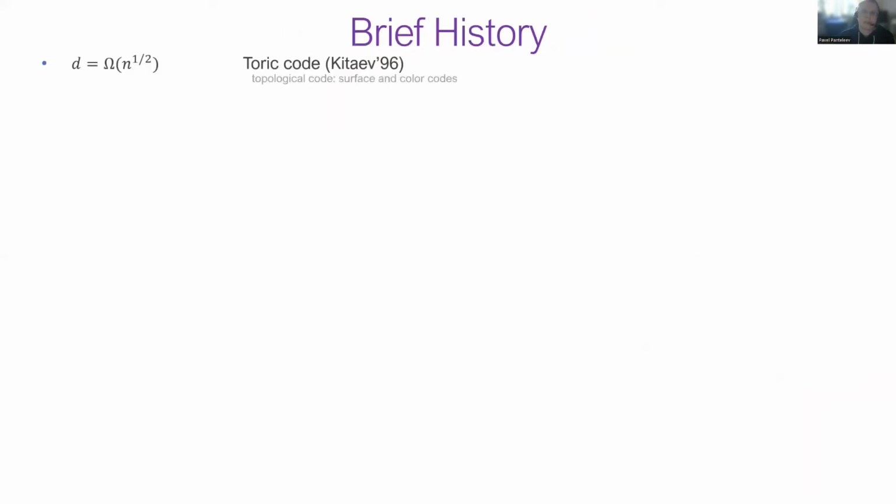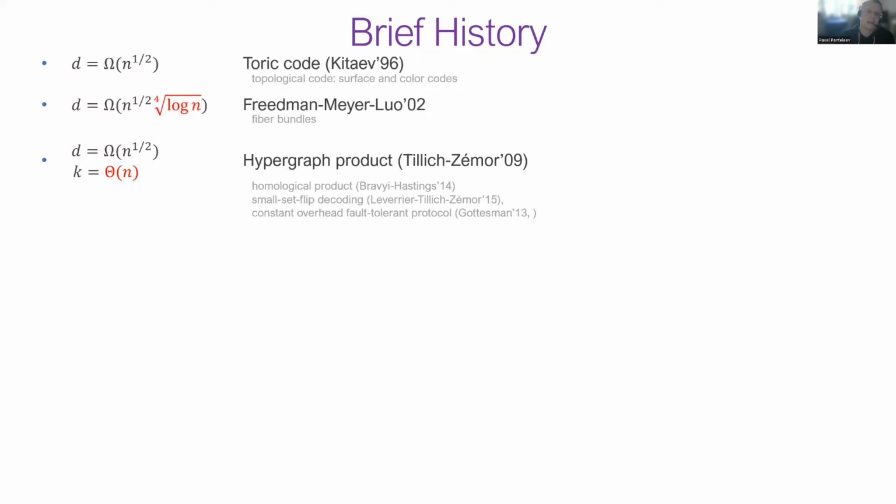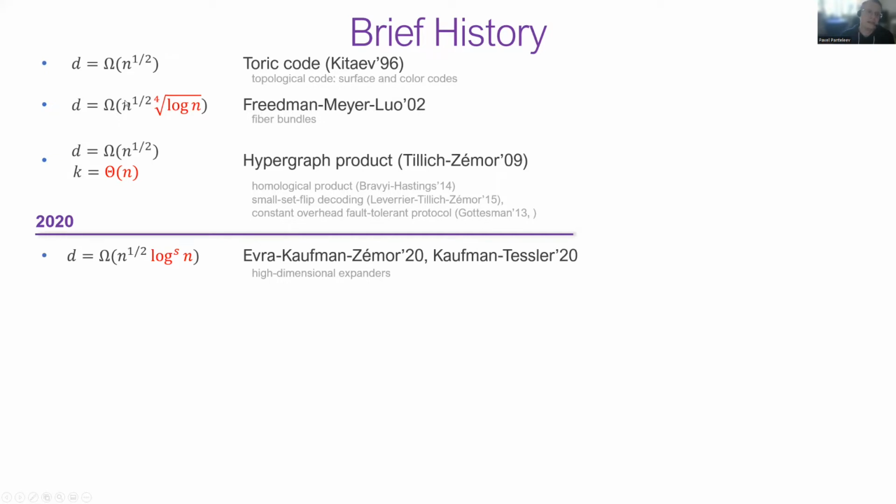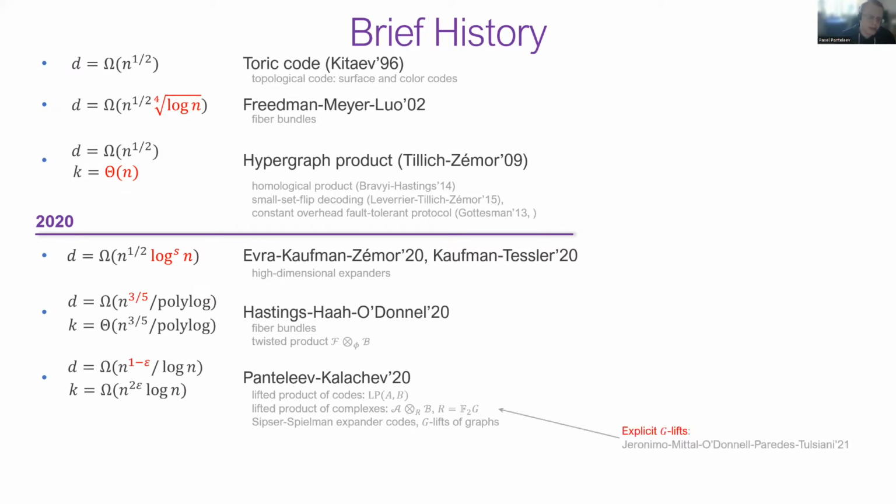Okay, let me briefly describe the history of quantum LDPC codes. I already mentioned the toric code. Then there were two other constructions which slightly improve the minimum distance, but it was still around square root of n. And then in 2020, in several papers, it was shown that in fact you can go far beyond the square root barrier.